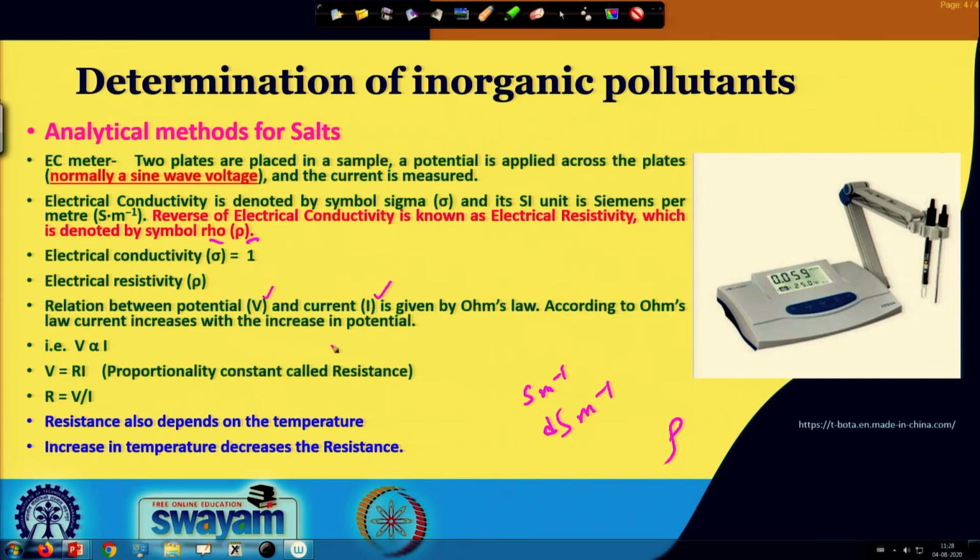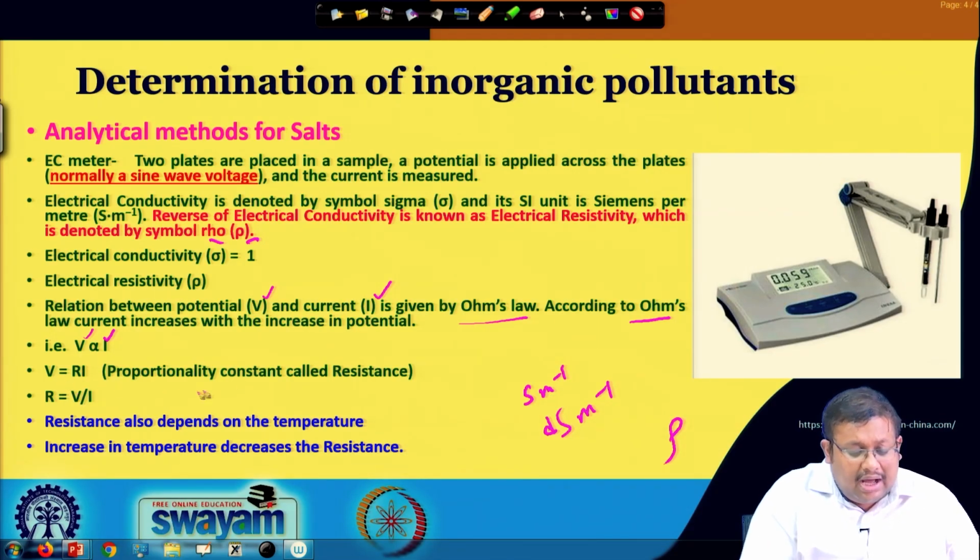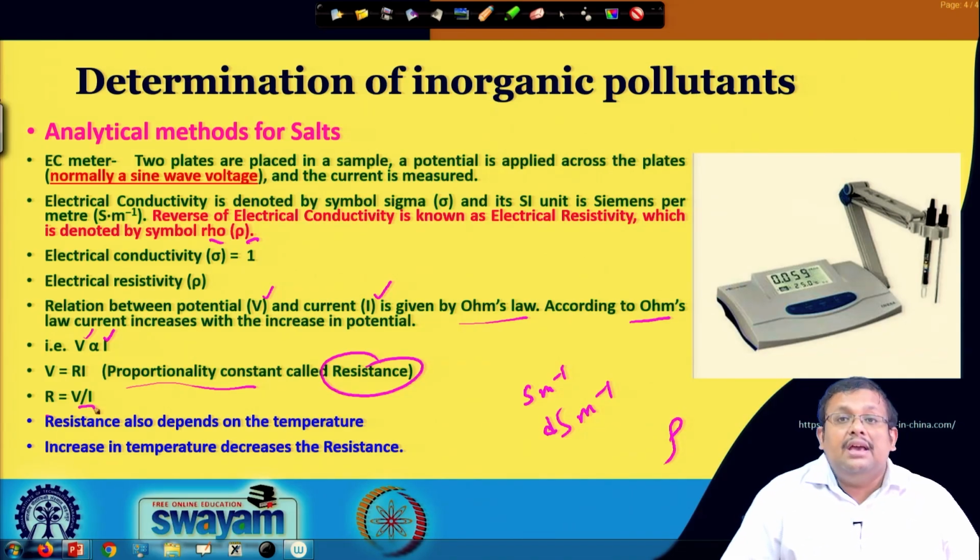So, there is a relationship between the potential V and current I, which is given by Ohm's law. According to Ohm's law, the current increases with the increase in potential, which means the current is proportional to the potential V. So, V varies as I. So, you can write V equal to R I, where R is a proportionality constant, which we call resistance. In other words, R equal to V by I.